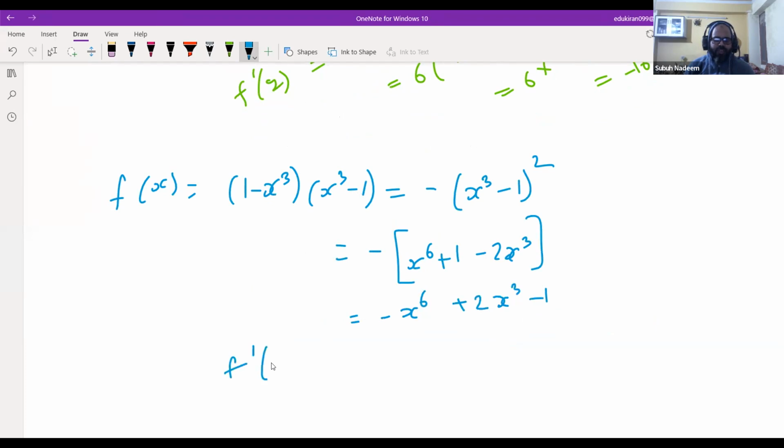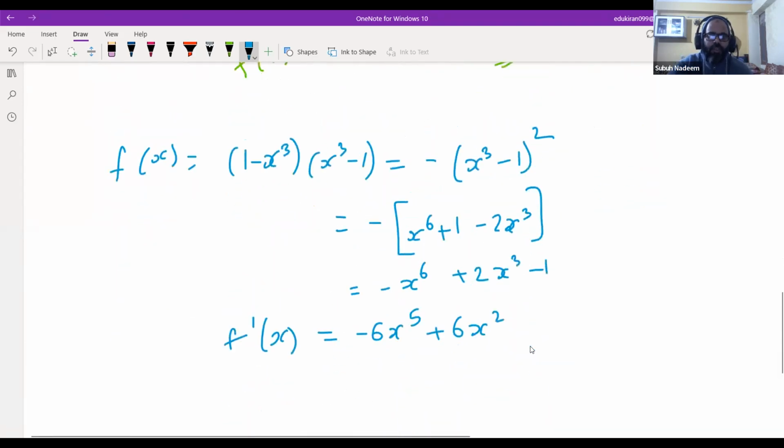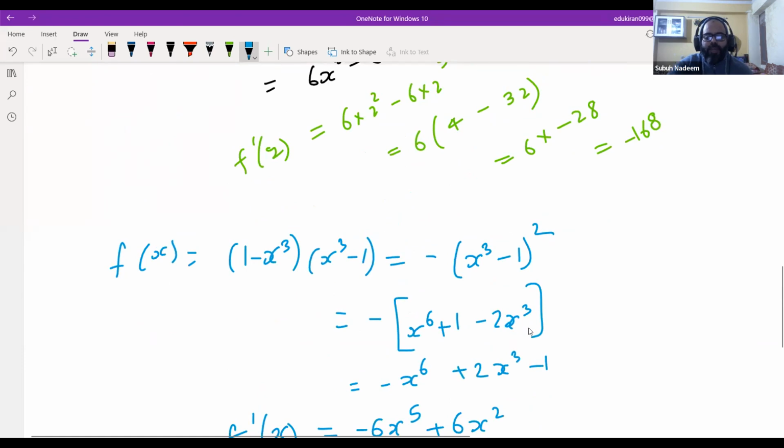Now when you differentiate it here, you don't have to apply product rule. It will be minus 6x to the power 5 plus 6x raised to the power 2. So 6x to the power 2 minus 6x to the power 5. This is the same thing. So they have given the wrong answer. It will be minus 168. Yes. You have to notify them.